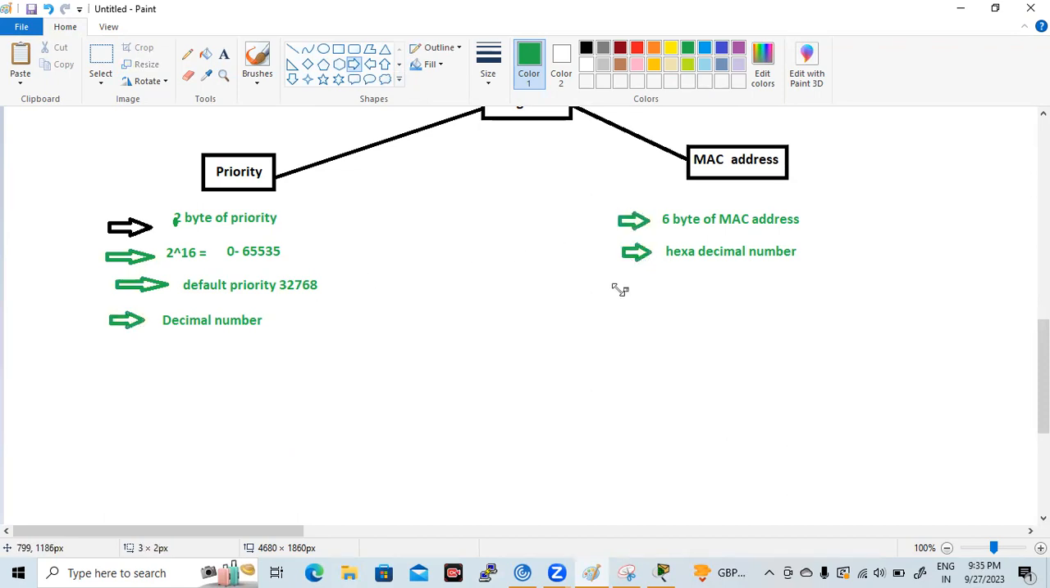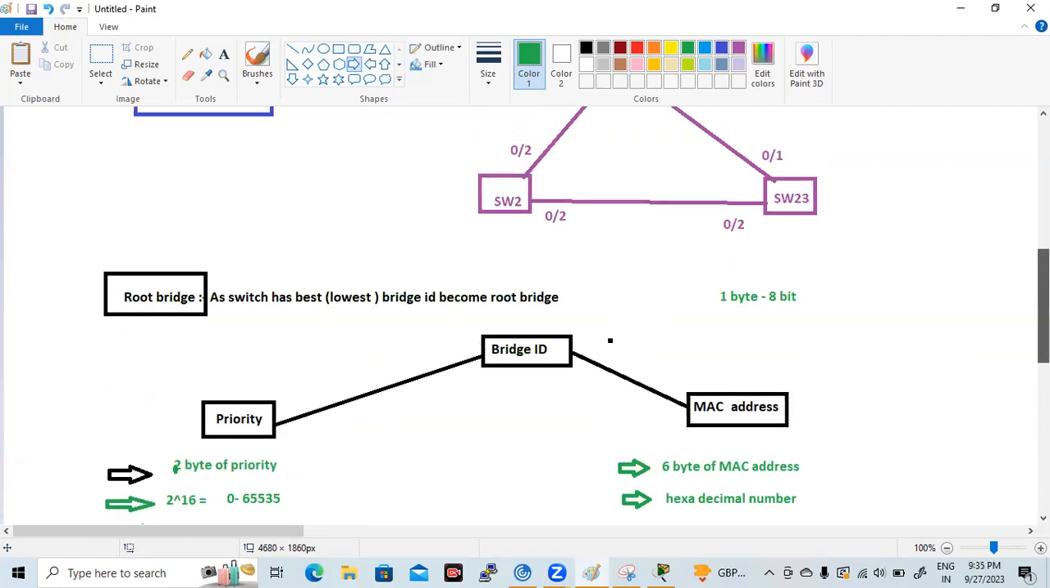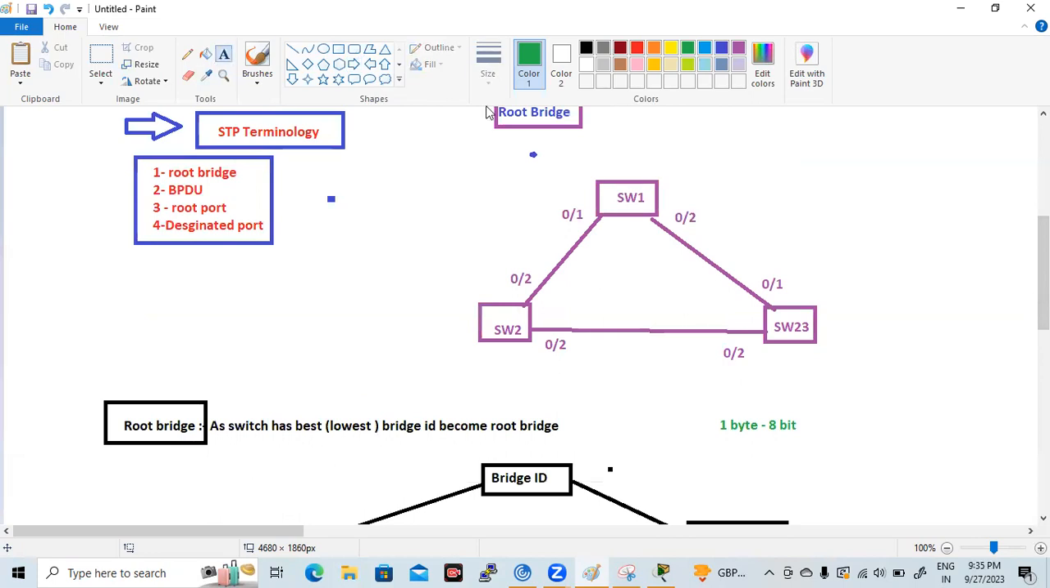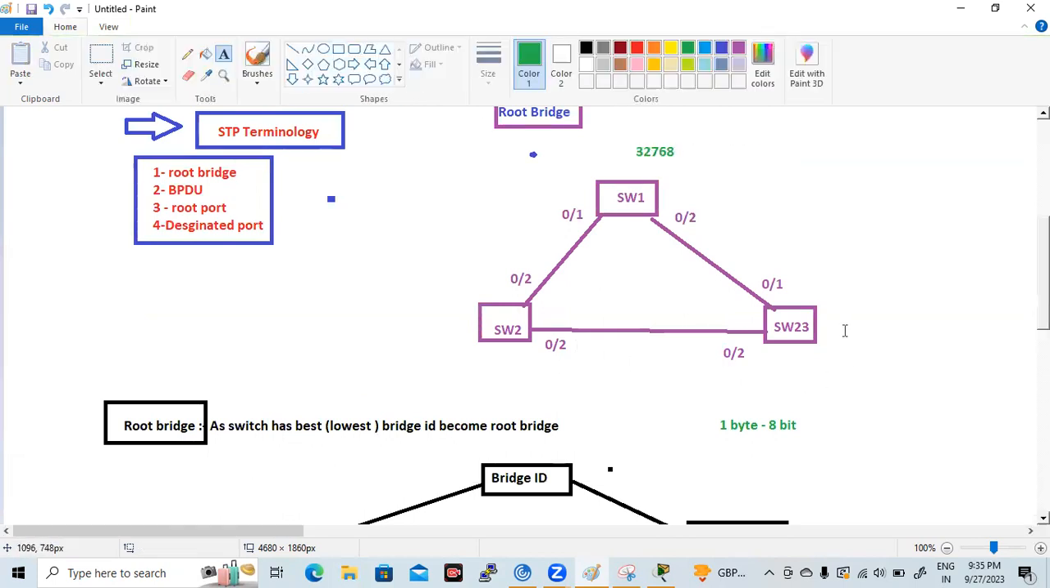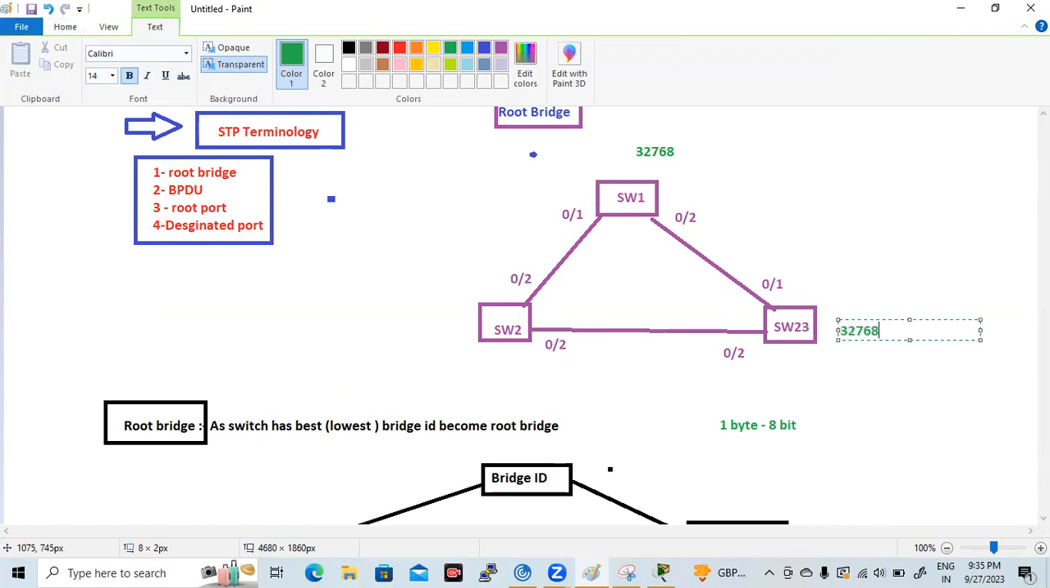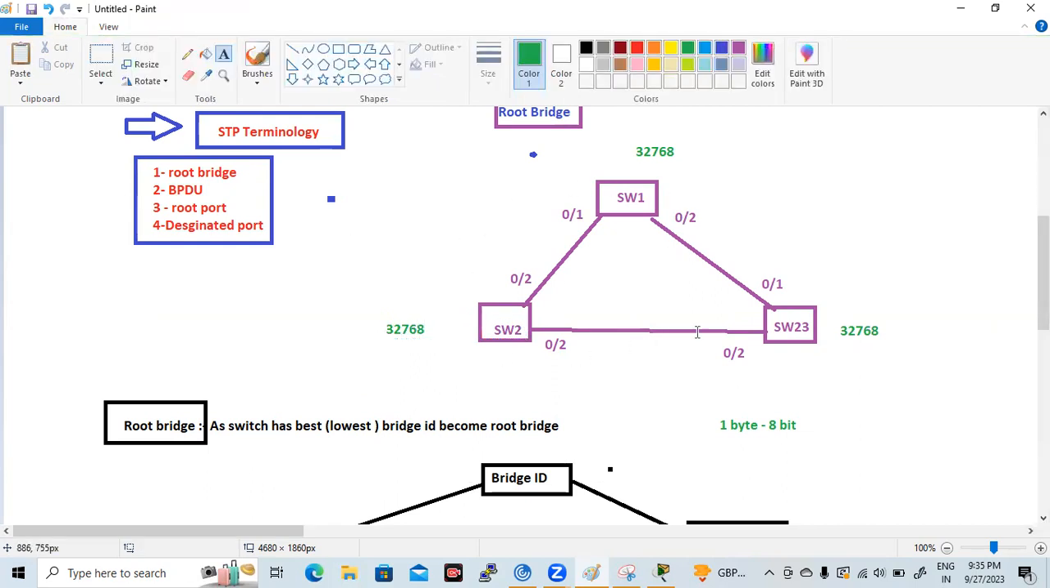Suppose we have 3 switches here. The default priority is 32768 for this, 32768 for this also, and 32768 for this also. Everyone has a default priority.